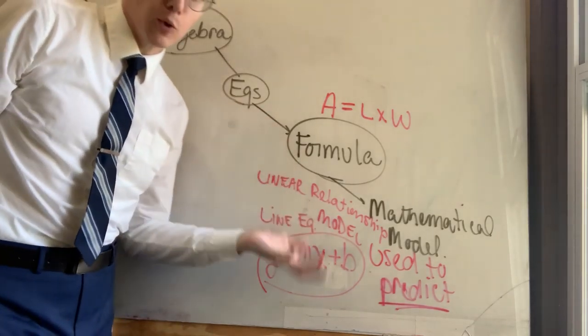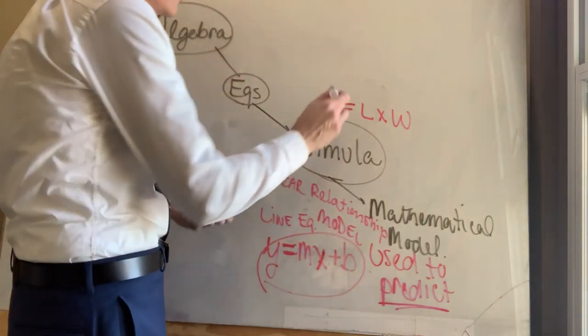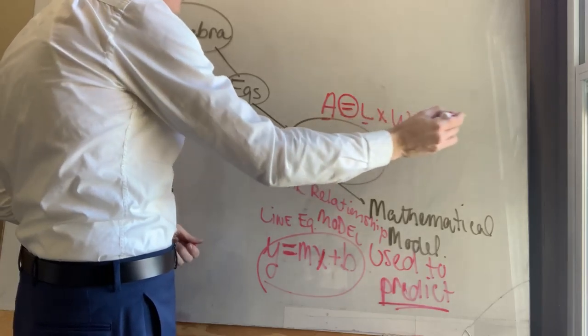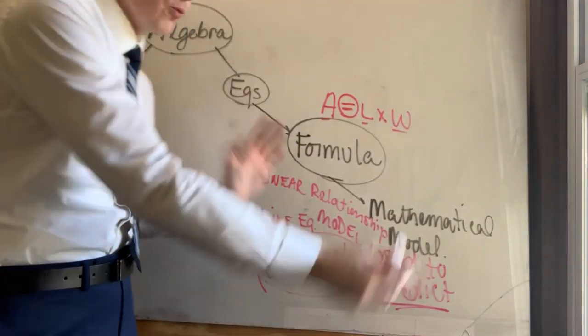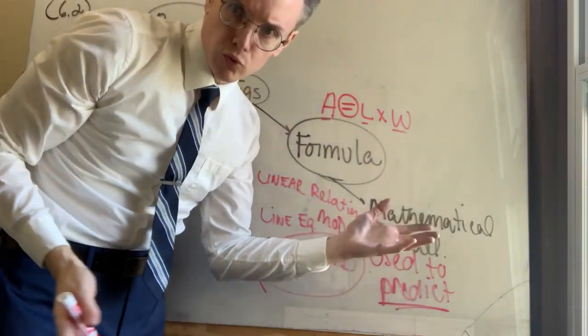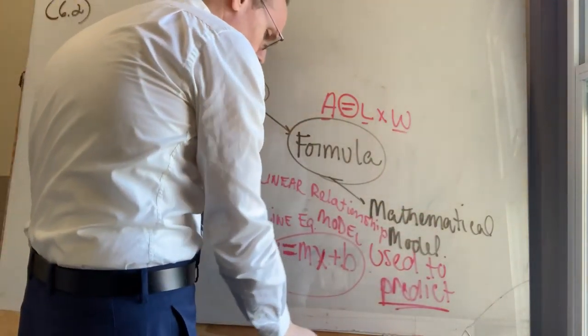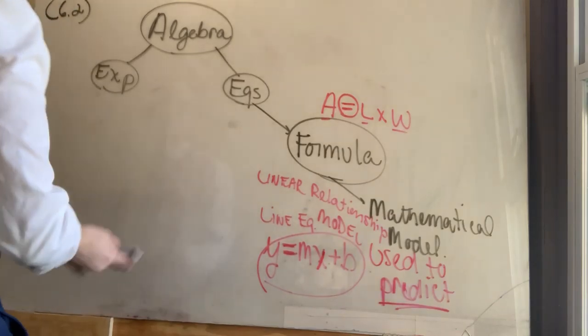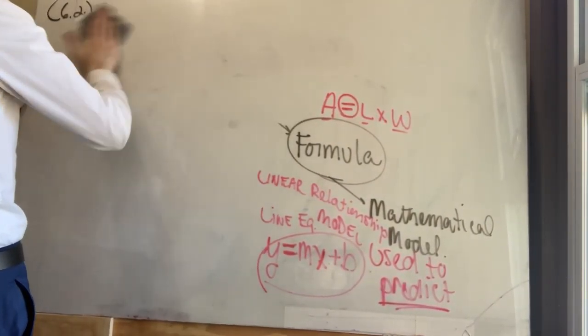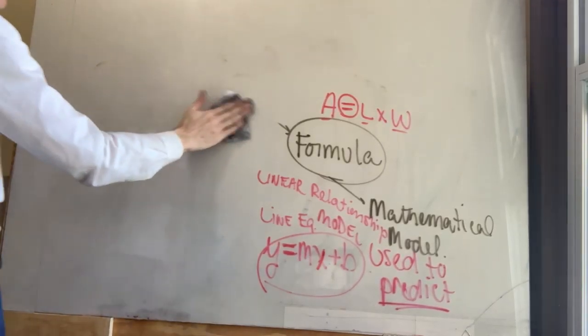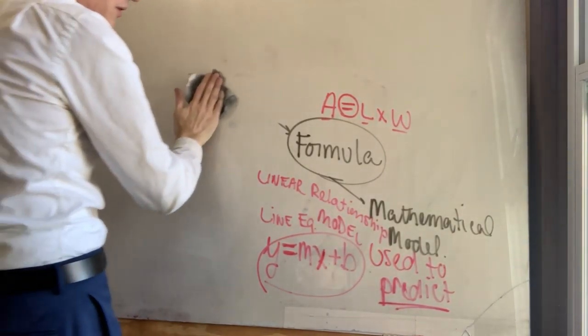Anyhow, what is a formula? It's a glorified equation. You will definitely see an equal sign. You will definitely see variables. What you may have to do is rearrange the variables in order to answer a question. Here's the kind of thing that you would see in this section.